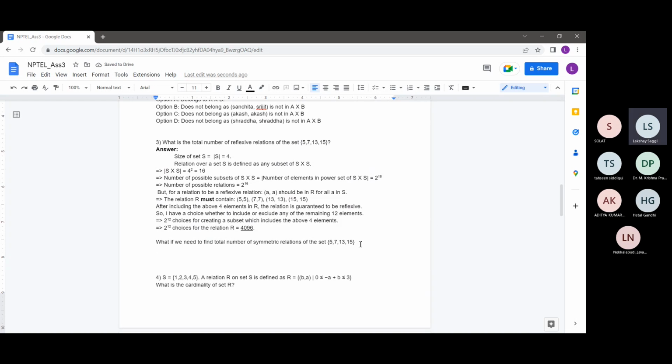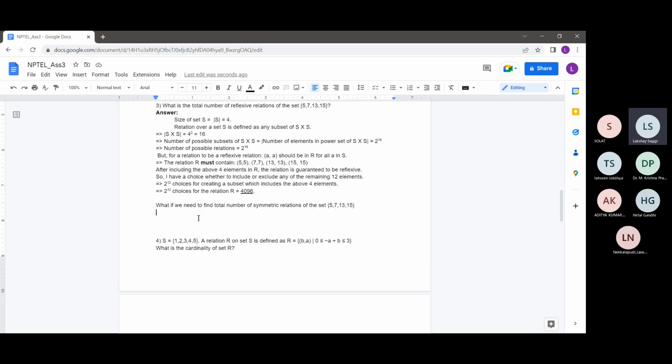Should we discuss this or should I leave it for you guys to figure out yourselves? Maybe if we have time, I'll move on to the next problem, and we'll come back to discussing this question, finding the number of symmetric relations. I'll just leave the correct answer here. So what would be the correct answer?